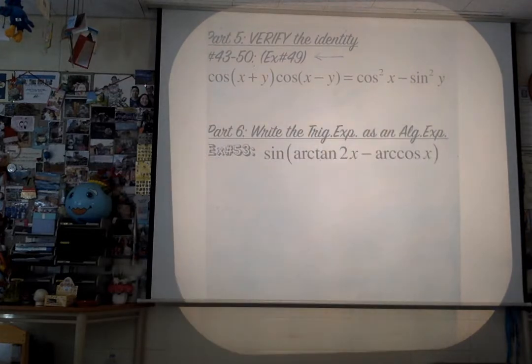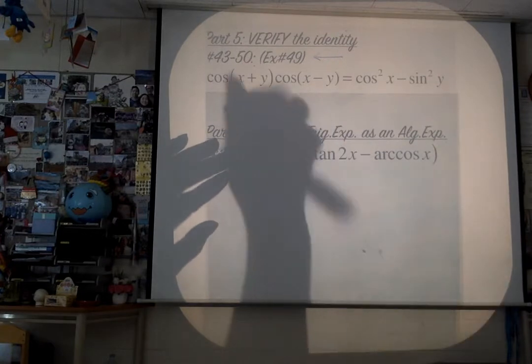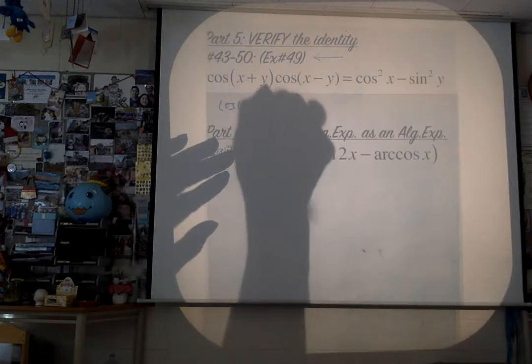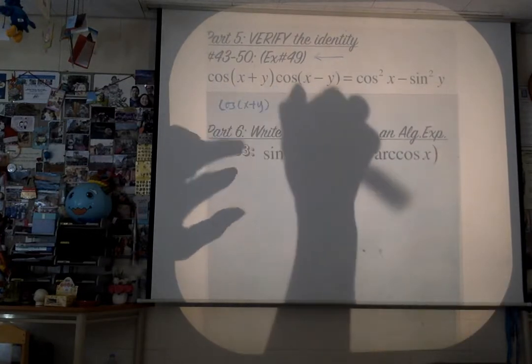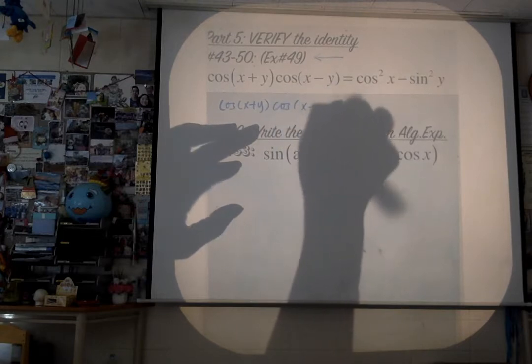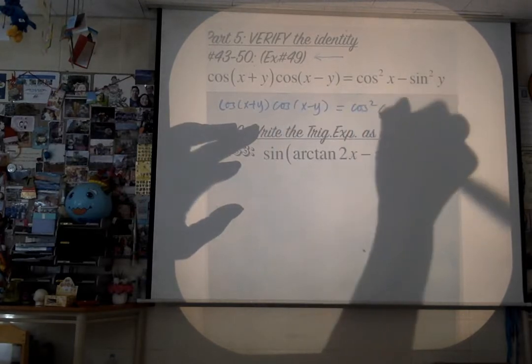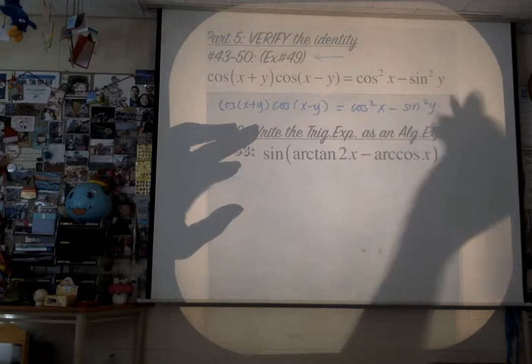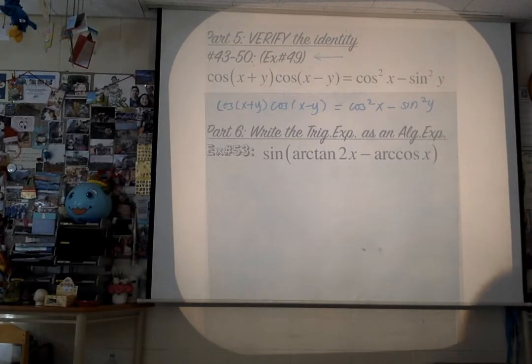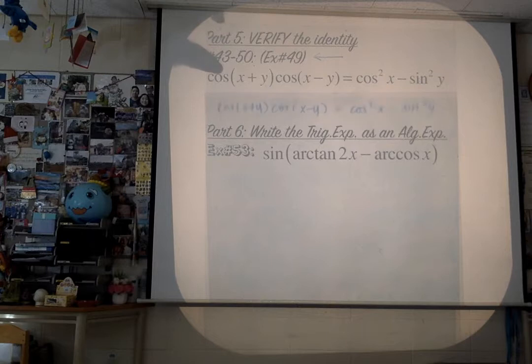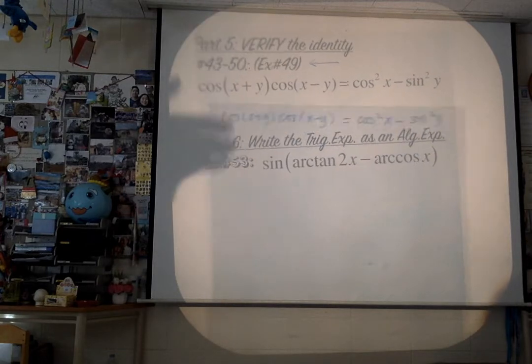49 looks like this. Please write this down because I'm going to do it on a separate sheet. So cosine of x plus y, they want us to prove. You're pretty comfortable with proving identities now, right? I'm going to prove to you that it does the same thing on the left-hand side and right-hand side. So we're going to start with the left-hand side, and this is number 49.